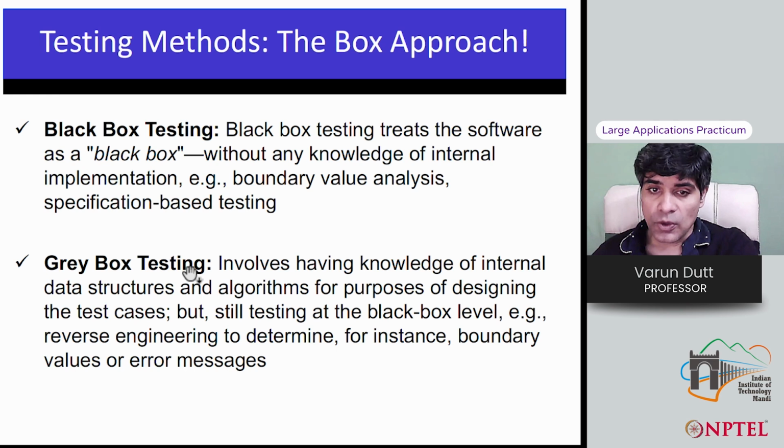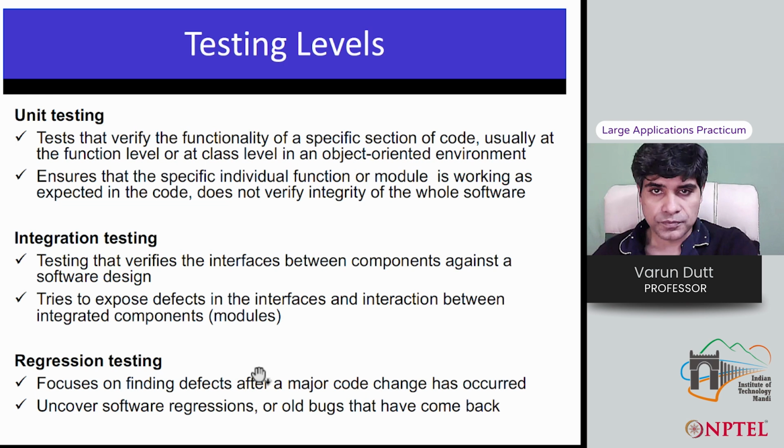And then we have gray box testing, which involves having knowledge of the internal data structures and algorithms for the purpose of designing test cases, but testing is still done at a black box level with the executable, for example using reverse engineering to determine boundary values or other error lists. So gray box means that we have knowledge of the internals, but we still use the black box approach for testing. Testing is also done at different levels.